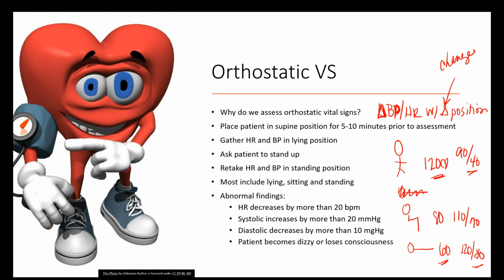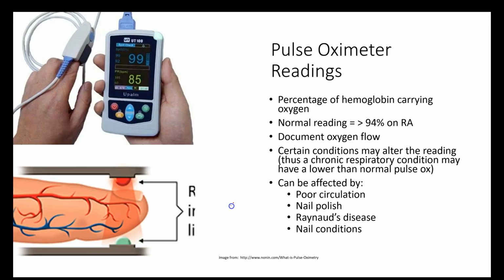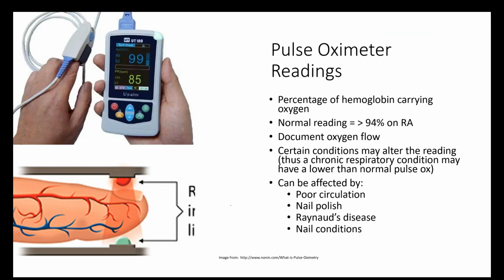Our abnormal findings are any increase of heart rate of more than 20, a systolic decrease greater than 20, or a diastolic decrease of more than 10. Those are abnormal, or the patient becomes dizzy or passes out. With orthostatic vital signs, these are not the most stable patients, so please make sure that you're watching out for safety with this. Okay, so safety is huge. If I were to ask you, as the nurse performing orthostatic vital signs, what would some of your concerns be? You would discuss with me the abnormal findings, and you would talk about safety of the patient.